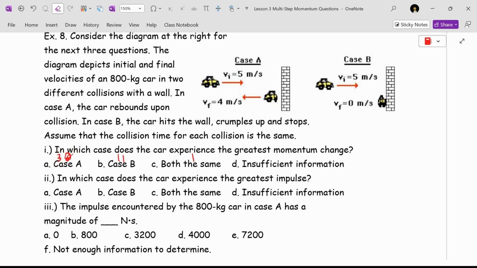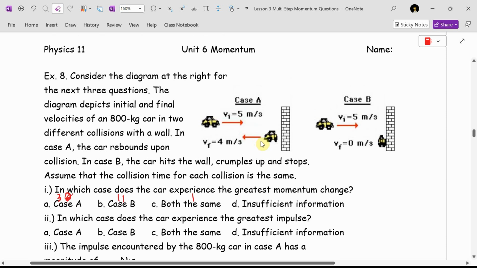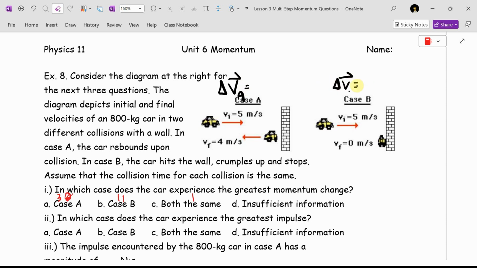Let's see if we can figure out the answer. So, do they have the same mass? Then what I'm interested in is the change in velocity in case A and the change in velocity in case B. What's the change in velocity here? Well, what's change in anything, Arnica? From your formula sheet, top left corner, first thing.